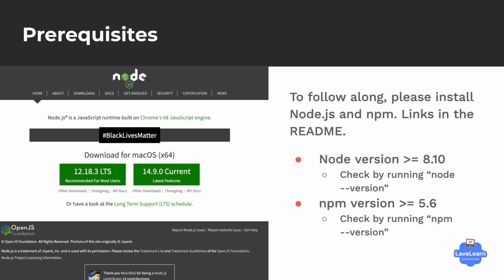Now there are some prerequisites to this workshop, so in order to follow along, make sure you've installed Node.js and NPM. The links are in the README for your respective operating systems, and of course make sure that the versions are up to date. In addition, because this is an introduction into a front-end library, make sure you have a little bit of HTML, CSS, and JavaScript experience. If you don't, you might be able to follow along, but you might fall behind. So again, just make sure that you understand some of those concepts before you dive further into React.